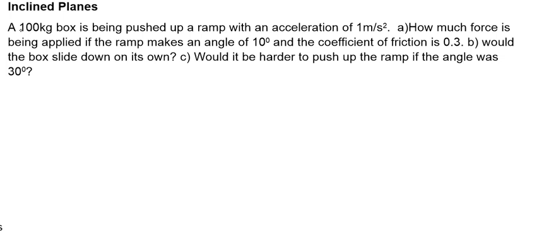So a 100 kilogram box is pushed up a ramp with an acceleration of 1 meter per second squared. How much force is being applied if the ramp makes an angle of 10 degrees and the coefficient of friction is 0.3? Would the box slide down on its own, and would it be harder to push up the ramp if the angle is 30 degrees? So I've got a 100 kg box, an acceleration of 1 meter per second squared, an angle of 10 degrees, and a coefficient of friction of 0.3, and I want to know the amount of force. All right, let's take a look at this.